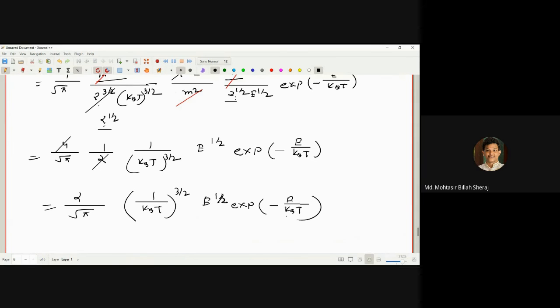So this is the expression for the energy distribution function, or Maxwell-Boltzmann energy distribution function. Now if you have any question, you can ask me. Do you have any question?